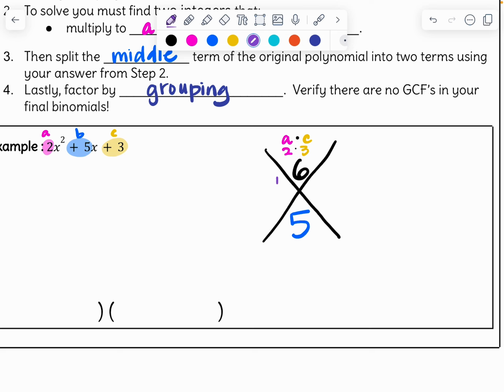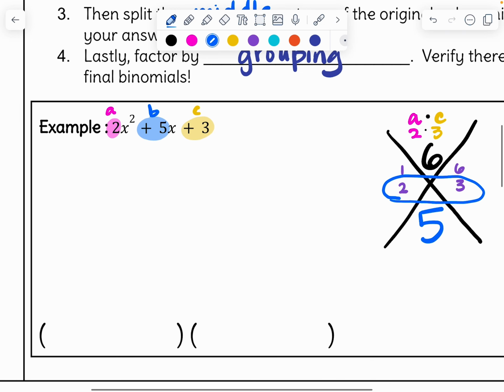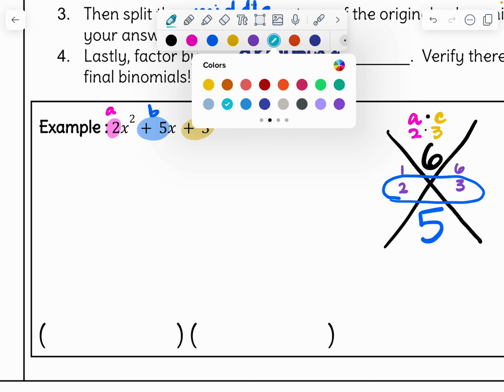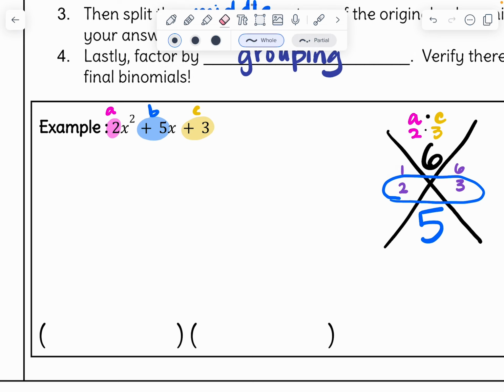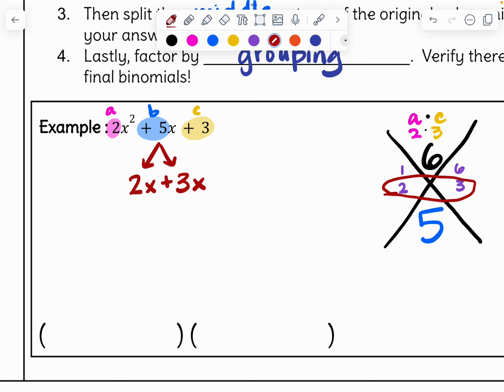So let's see, I could multiply 1 times 6 or 2 times 3. Which pair adds up to 5? That would be 2 and 3. So now I'm going to take those two numbers and split the middle term. Okay, so I will split this middle term. Let me circle this in a different color. I'm going to split up 5x to 2x and 3x because that was the solution to my x puzzle, 2 and 3. For the rest of these terms, I'm just going to bring them down.